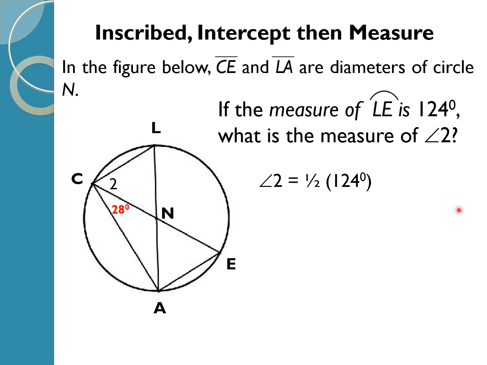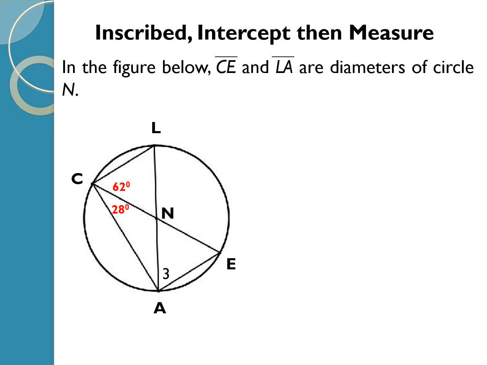So for the solution, angle 2 is equal to 1/2 times 124 degrees. In order to get the measure of this inscribed angle, we're going to get half of the measure of the intercepted arc. And half of 124 degrees is 62 degrees. So therefore, the measure of angle 2 is 62 degrees.